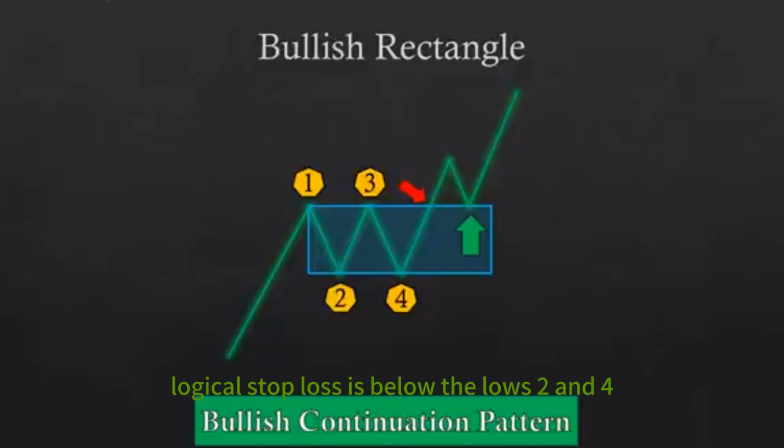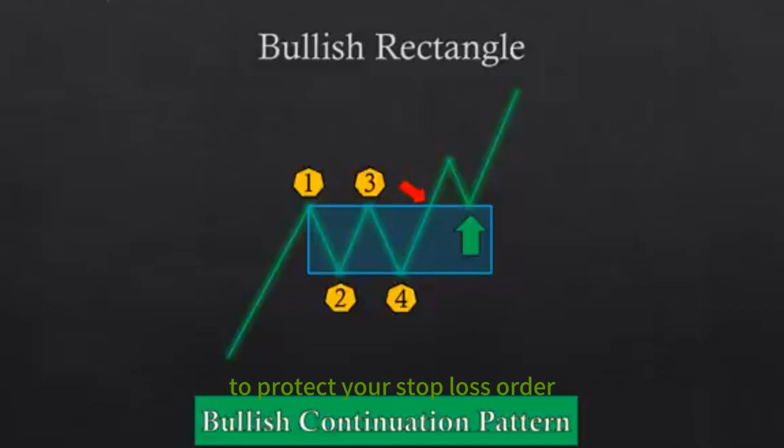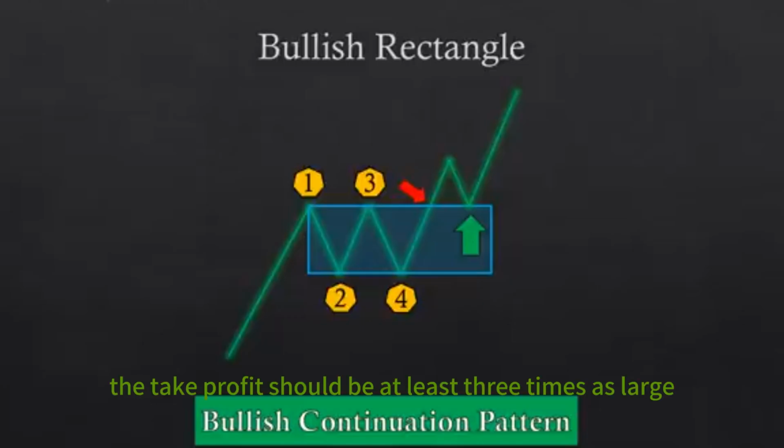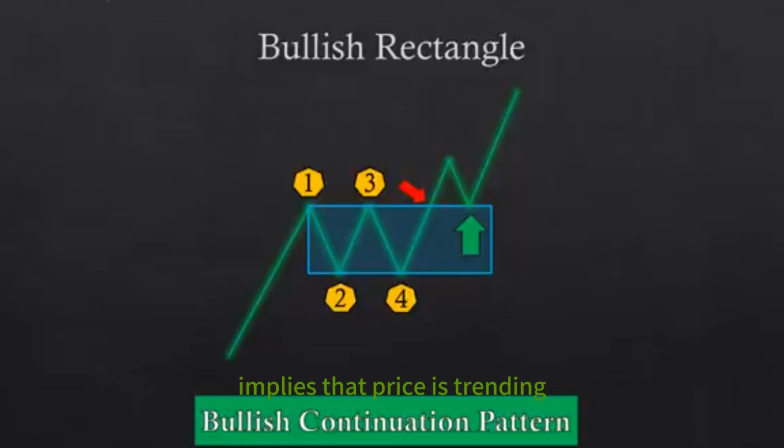The logical stop loss is below the lows 2 and 4 because as price breaks the upper line to the upside, it will usually confirm a demand zone around 2 and 4, so you can count on the help of those buyers to protect your stop loss order. Take profit should be at least 3 times as large as the stop. Remember that a continuation pattern implies that price is trending, so you might as well take advantage of that. It's important to remember that there can be more highs and lows contained inside the rectangle.